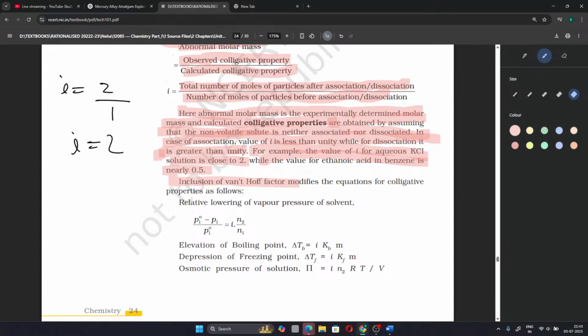Inclusion of the Van't Hoff factor modifies the equation for colligative properties. For relative lowering of vapor pressure of solvent, we add an i. For elevation of boiling point, we add an i. For depression of freezing point, we add an i. And of course for osmotic pressure as well, we add an i.